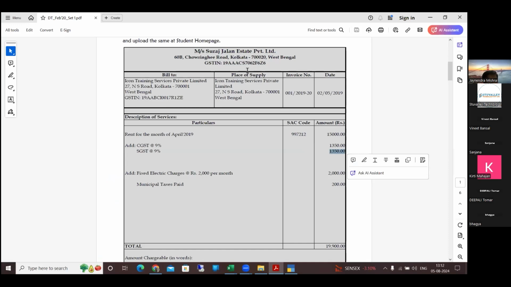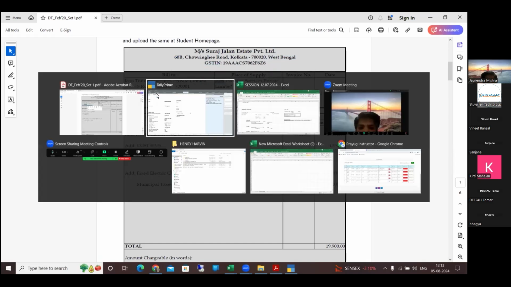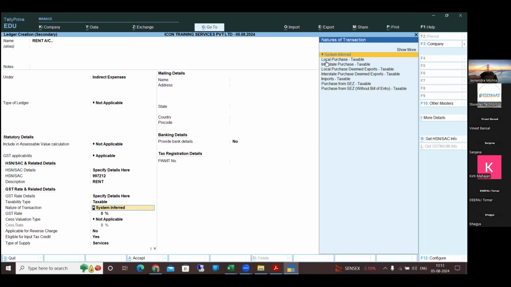Now, friends, nature of transaction means what? There are two types of transaction in GST: intrastate and interstate. Intrastate means when the service provider, Suraj Jalan, and the service receiver, our company, are both in the same state. Both parties are based in the same state, West Bengal. So what do we have to select? Local.